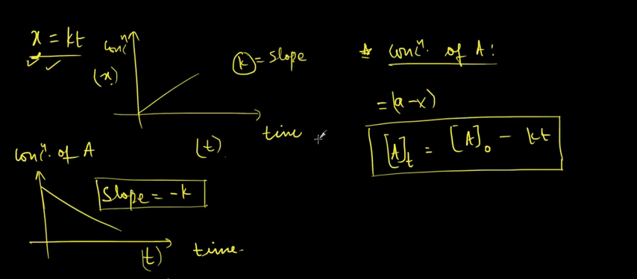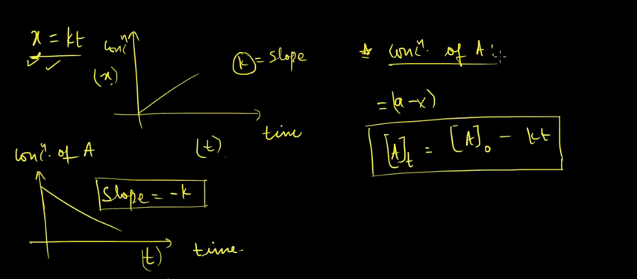Okay, hi guys. So in the previous lecture, we saw the derivation of the x, which is nothing but the concentration of products at any particular point of time, which we found out was equal to kt. So in this graph, which we draw with x on the y-axis and time t on the x-axis, we can see that the slope would be equal to k. This is nothing but the graph of concentration of products at any particular point of time.